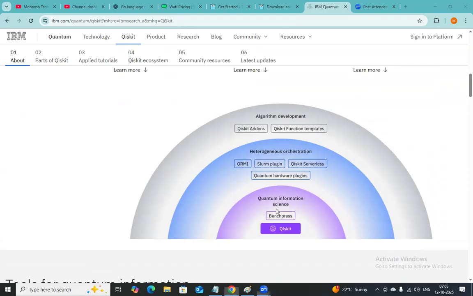Let me draw the things. Okay, Qiskit has one layer for quantum information science and heterogeneous architecture. So QRMI, the Slurm plugin, and Qiskit services, serverless, and quantum hardware plugins, all these things are available. And algorithm development, this is the important case where you are writing the Python code. Qiskit add-ons, Qiskit function templates. So these are the topics we are going to be working on in coming classes and how Qiskit works.